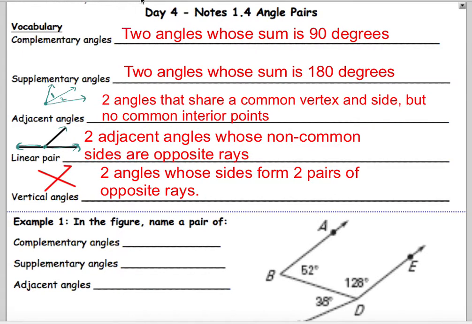Oops. Get my line tool back. There we go. So we've got two lines that are intersecting. It creates two pairs of opposite rays.